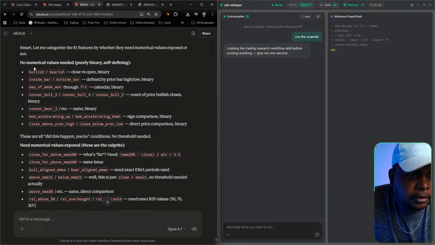All right. No numerical value needed. Bullish bearish close. Inside bar.